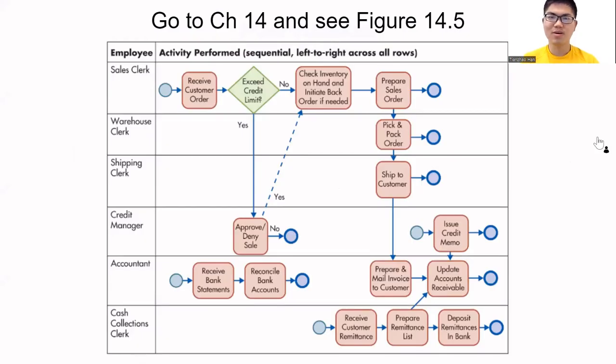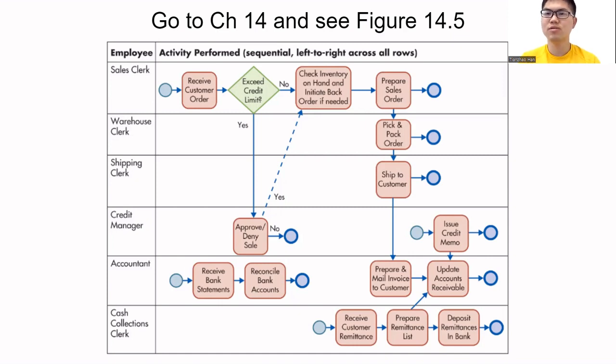Hello everyone, I'm Tianzhao Han, and I will be explaining the flowchart with you. At Newton, the sales clerk receives the customer order, and with that, they need to make the decision of approving or denying the order. If the sale exceeds the credit limit, it means the transaction cannot be made, thus the credit manager will deny it. If the sale doesn't exceed the credit limit, then they'll approve it.